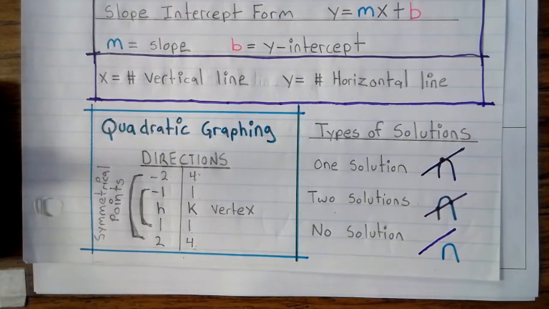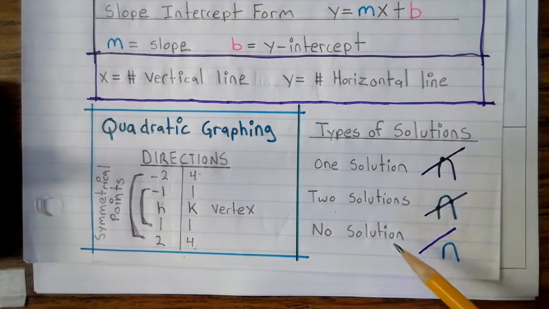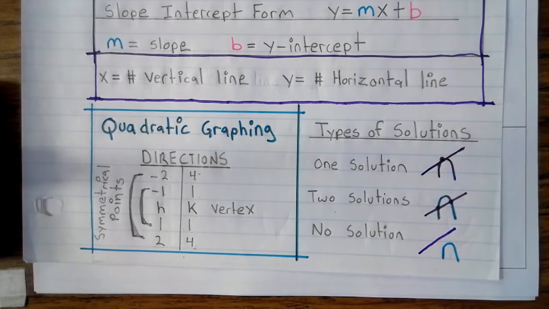Now there's types of solutions. One solution is when they intersect once, two solutions when they intersect twice, and no solution when they don't intersect at all. If you would, update your notes. All right, now your notes are updated. Let's move on to the next part.